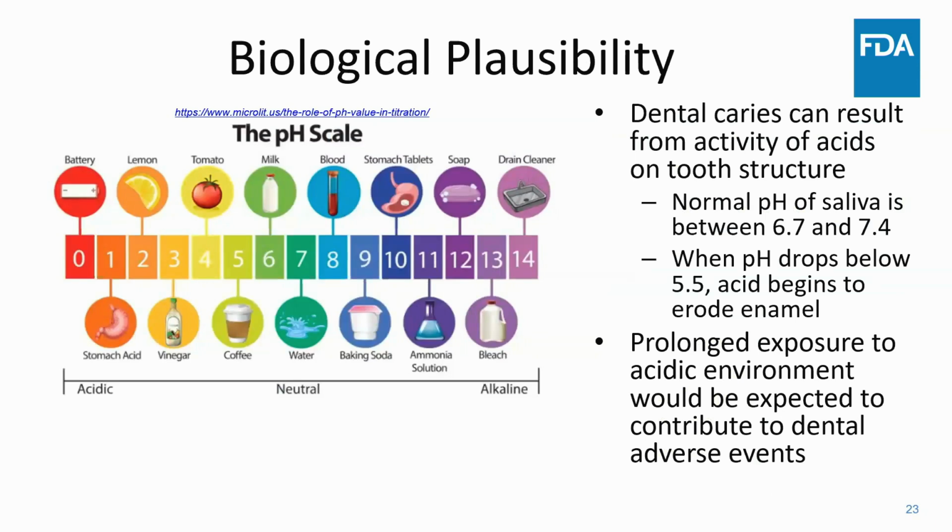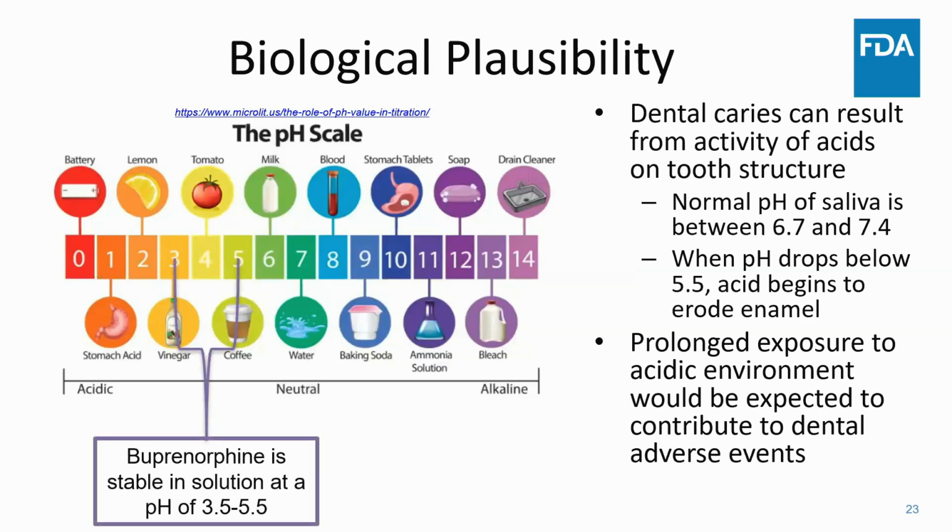And so why does this matter? Well, caries can occur from activity of acids on the tooth, and normal pH of the saliva is somewhere between 6.4 and 7.4. But when the pH drops below 5.5, you can see enamel start to erode. And I'll just sort of ask this in general. You don't have to type it in or anything, but just think to yourselves, any guesses of the pH of buprenorphine? So buprenorphine has a pH of 3.5 to 5.5.